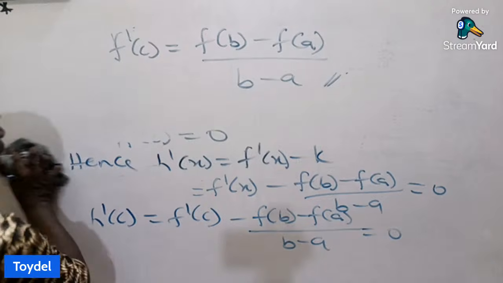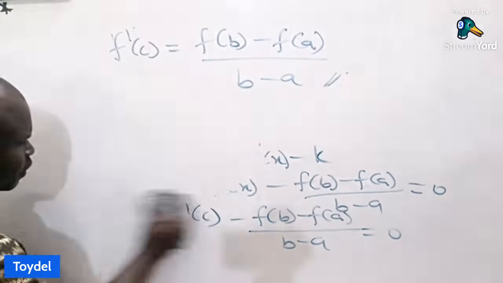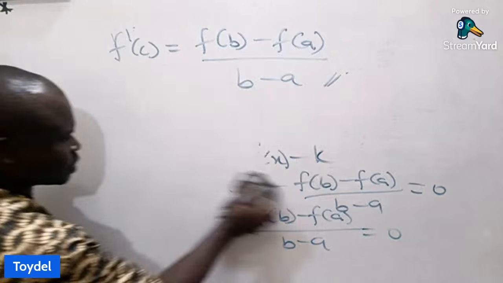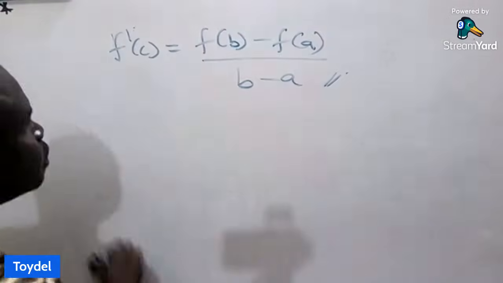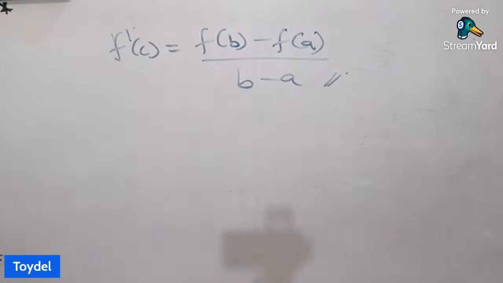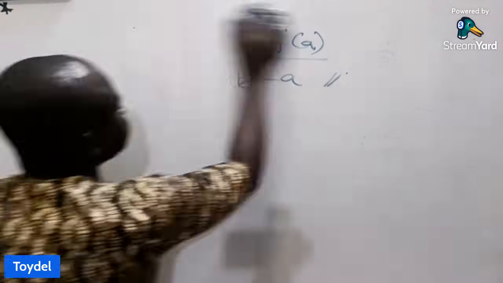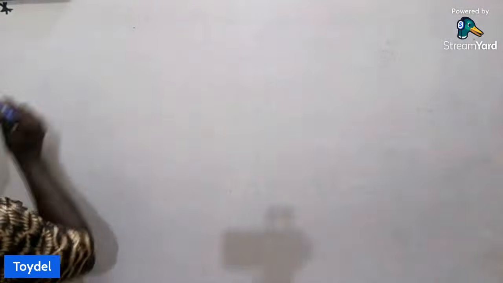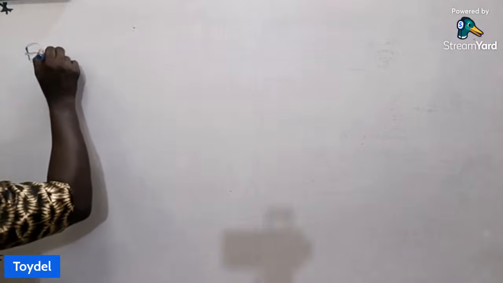So I want to give examples now. I'm going to give 2 examples on Rolle's theorem. We want to verify Rolle's theorem. So how do we verify Rolle's theorem? Let's say example. I'm going to write the example on the board. Example 1.